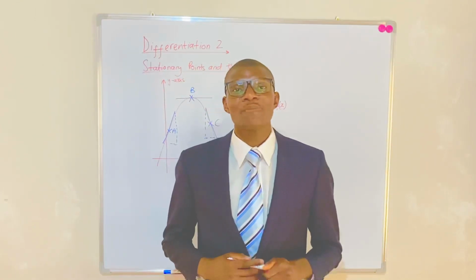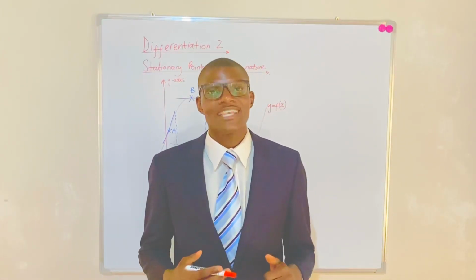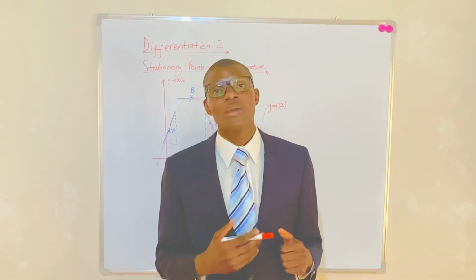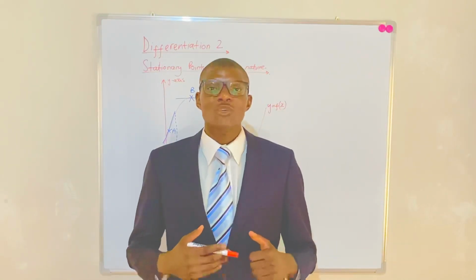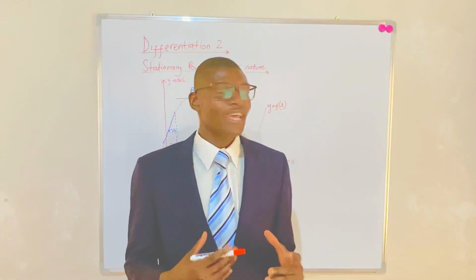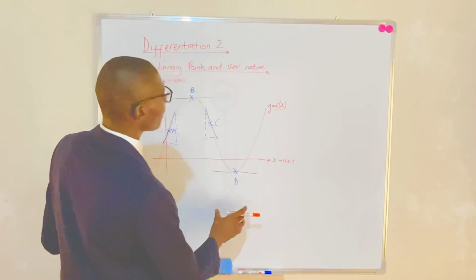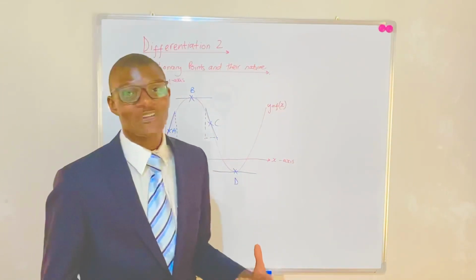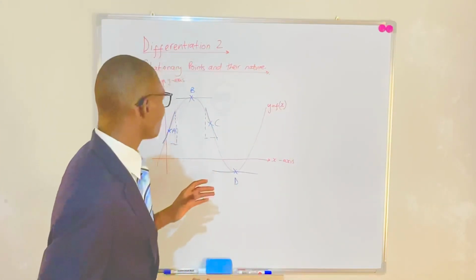Today we're going to look at module 2 of the differentiation series, and this is looking at stationary points and their nature. So to start off, we shall look at what stationary points are, and to do that, I've drawn a curve for you here. The curve of the function y is equal to f of x, which you're going to use.